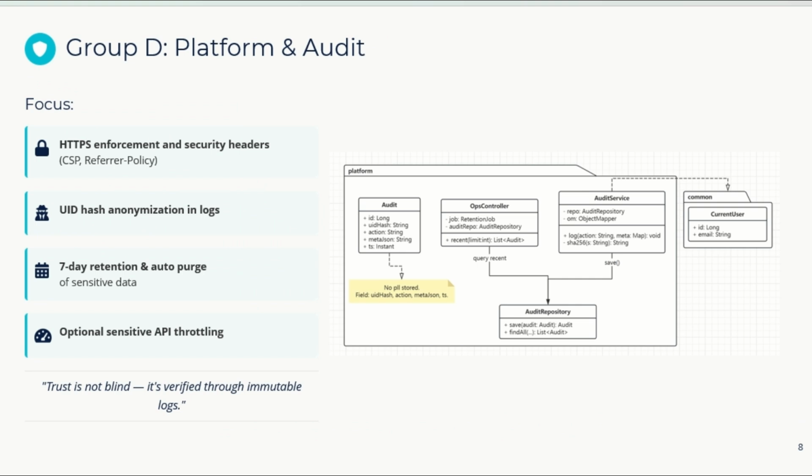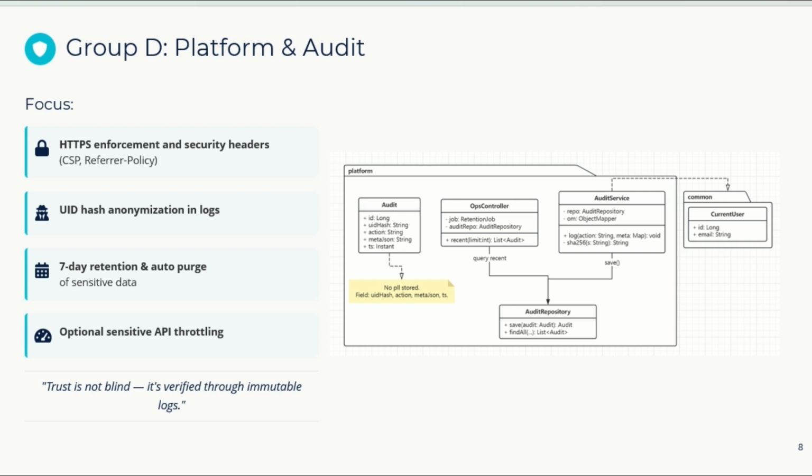Group D ensures system transparency and accountability. We implemented HTTPS, content security policy, and referrer policy headers to prevent data interception. All critical operations, login, task creation, message sending, panic events, are logged with anonymized user IDs. Logs are automatically deleted after 7 days by a retention job, protecting long-term privacy. We also verified compliance with ISO/IEC 27001 controls for data protection and OWASP ASVS login requirements.